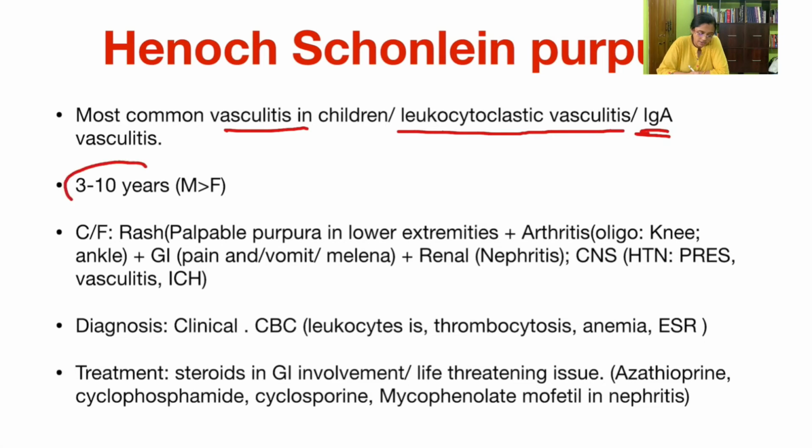Now, it affects children in the first decade of life. Clinical feature is rash along with arthritis or arthralgia. GI involvement is also there, renal involvement could be there, and CNS involvement could also be there. Diagnosis is mostly clinical.